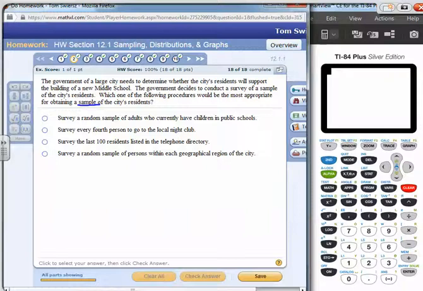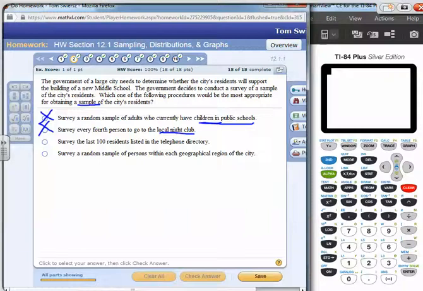Okay, number 1, survey a random sample of adults who currently have children in public schools. Again, this would only be the people that have children in public schools. Not everybody in the city would have an equal chance of being selected. So this would not be good, even though it's a random sample, but it's only for children in public schools. Survey every 4th person in a local nightclub. Again, not all the city's residents go to this certain local nightclub. So again, everybody would not have an equal chance of being selected.